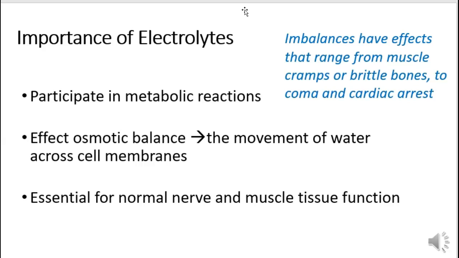They're important because they participate in metabolic reactions. For example, sodium and calcium are very important for nerve and muscle function. And then they also affect water balance in our body. We call that osmotic balance, making sure that there are appropriate amounts of water inside cells as well as outside of cells. And as I mentioned, they're essential for nerve and muscle tissue function.